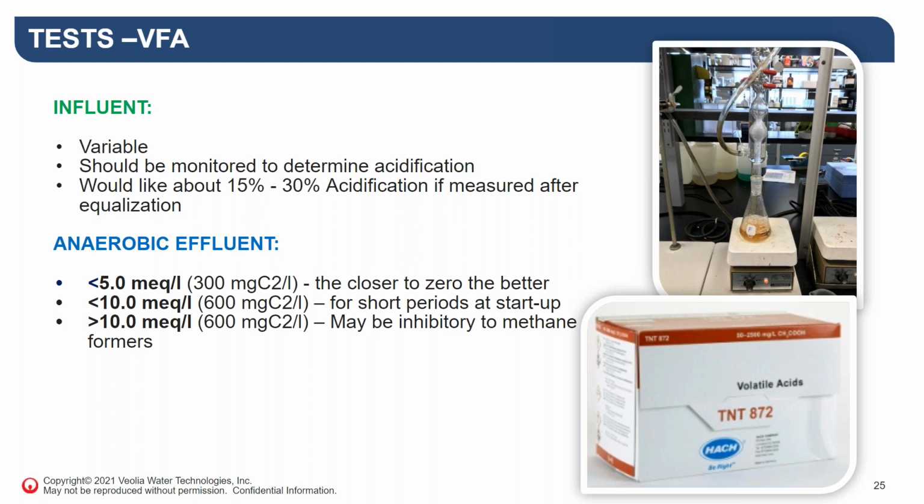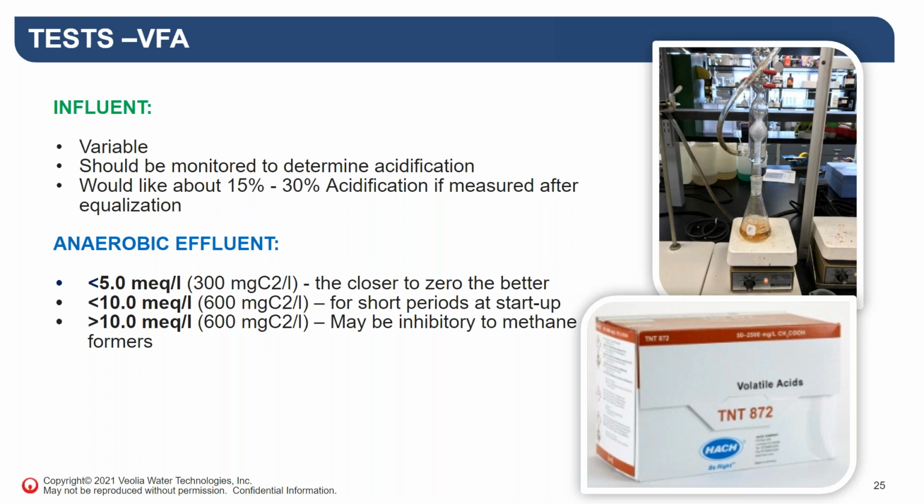In the anaerobic effluent, I think the most important test that you do on a daily basis to determine how well the system's working or not is this one. You want the anaerobic effluent VFA to be less than 5 milliequivalents per liter, which is the same thing as 300 milligrams of acetic acid per liter. The closer to zero, the better.